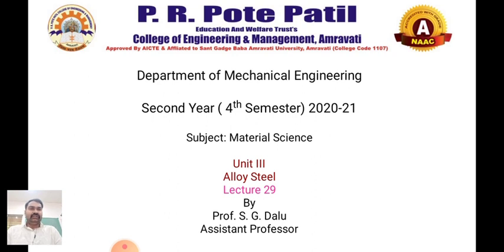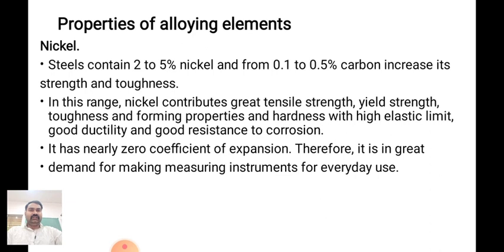Okay, so in the last lecture we have studied the surface treatment performed on HSS, high speed steel components. Then next we have started the properties of alloying elements. Now first we will have to study what are the different types of alloying elements.